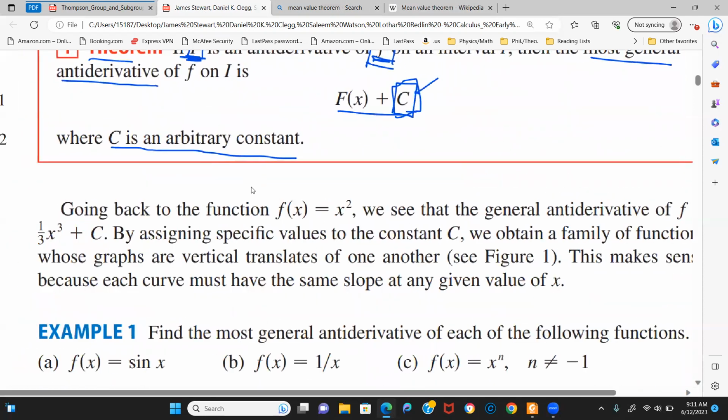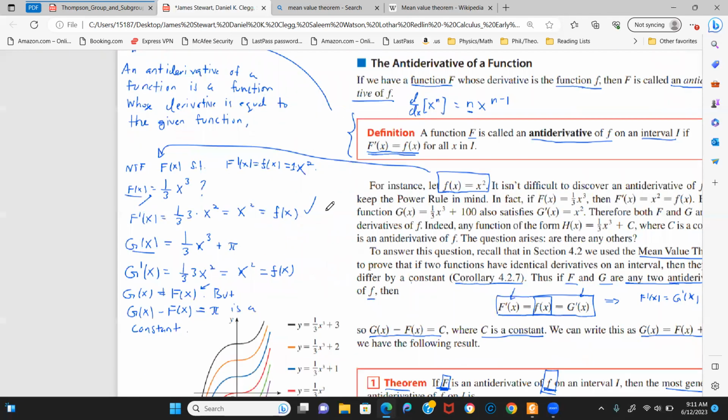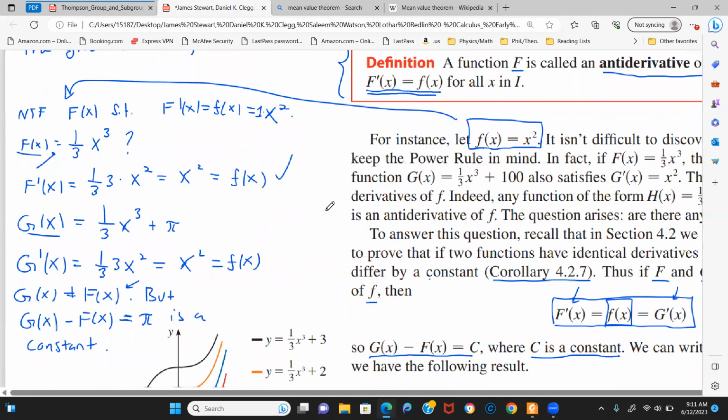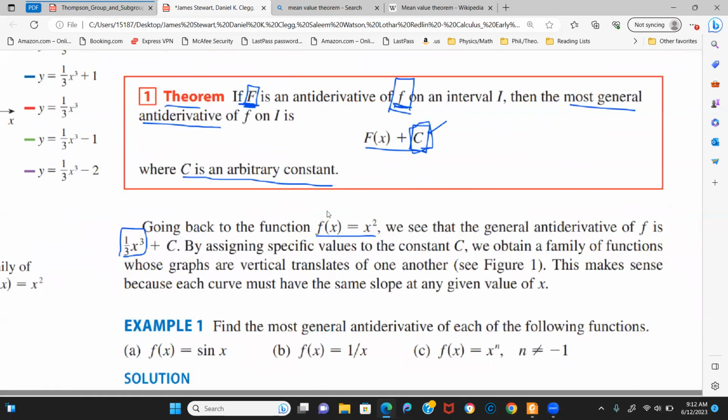So going back, we have this function right here. We know that this is an antiderivative, right? We actually proved that on the side over here, right there. We proved it right here. So we know then that the most general antiderivative of f is just that antiderivative plus any constant.